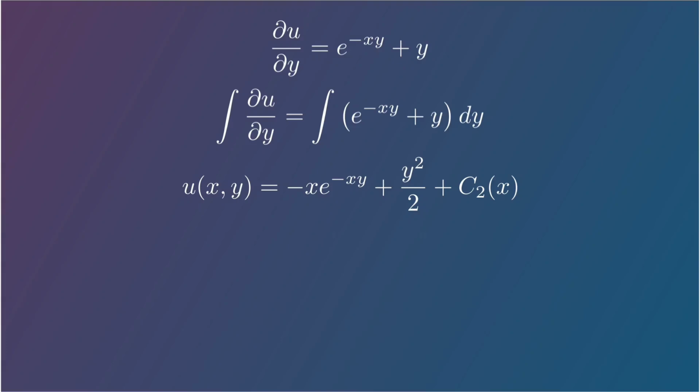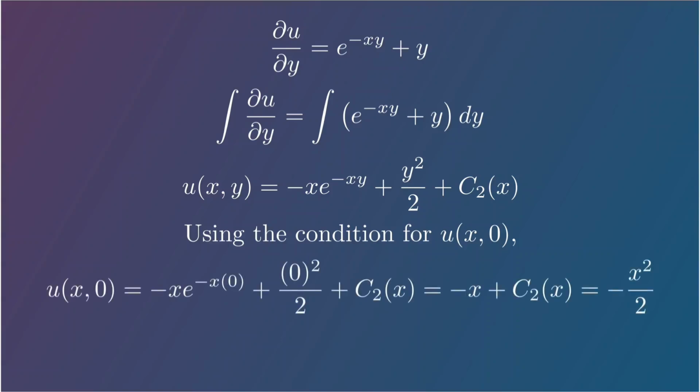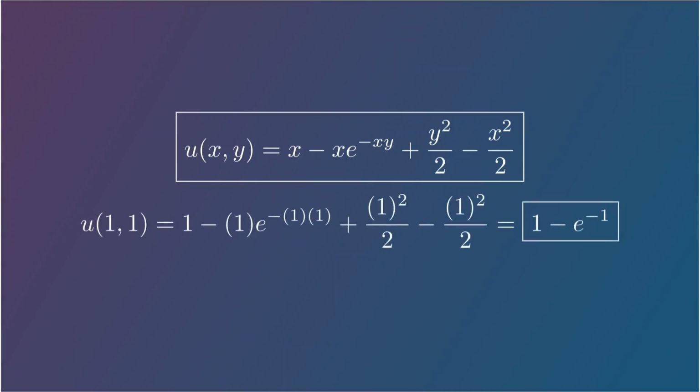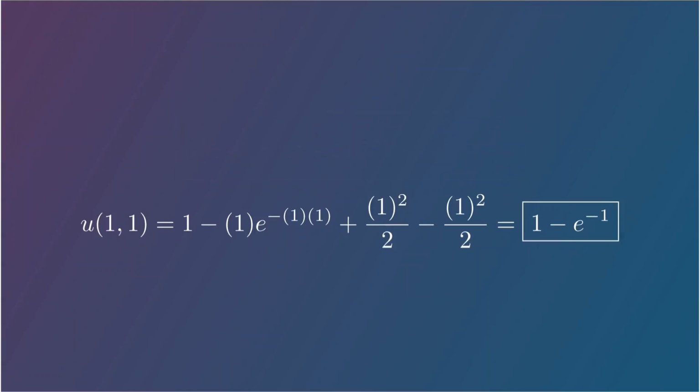So now, using the condition for u of x, 0, we will get this expression, which will lead us to c sub 2 of x equals x minus x squared over 2. And now the final equation is presented in front of us. For the final step, we simply make the substitution x equals 1 and y equals 1, which gives us the final answer: 1 minus e to the negative 1.